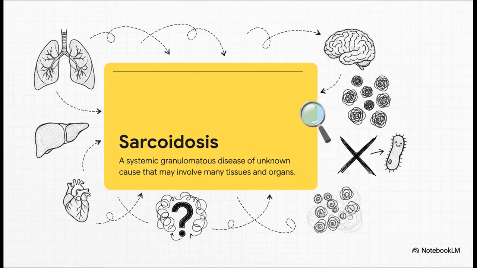This definition has all the important keywords. First, it's systemic, so it can affect many different organs. Second, we don't know the cause. And third, its hallmark is something called a non-caseating granuloma. Now, because the cause is unknown, sarcoidosis is always a diagnosis of exclusion. That means you have to rule out everything else that could cause granulomas, especially tuberculosis.